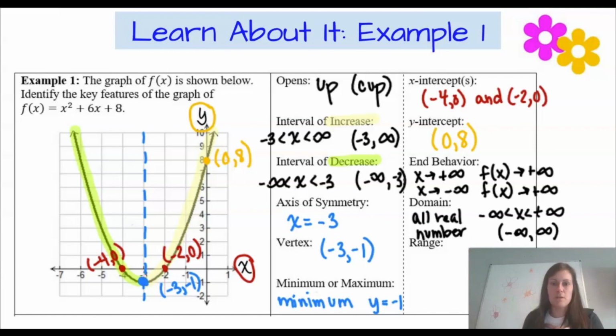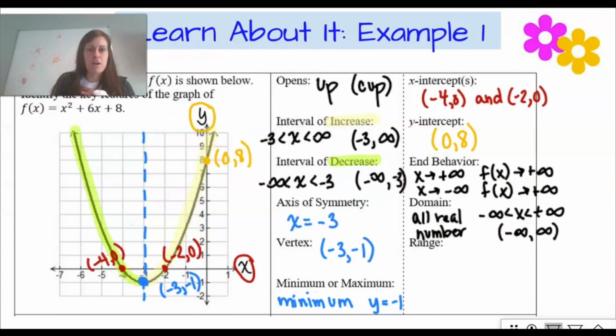My face is in the way. I guess I'll put myself up here for right now. The last key feature that I'm asked to identify is the range. And remember, range represents all of the possible output values or the y values. In this case, my y values go from -1 all the way to positive infinity.